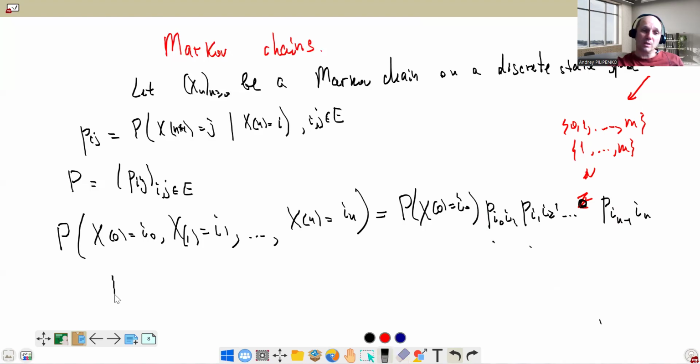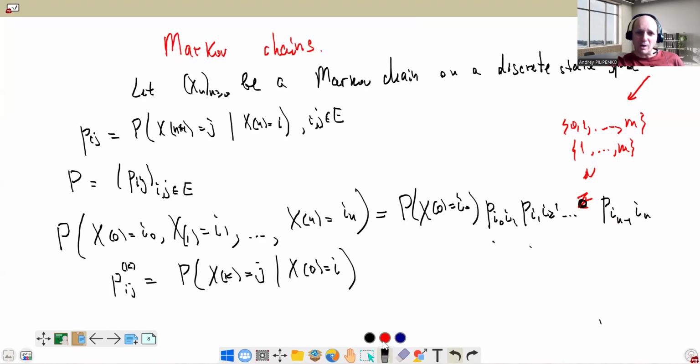Let me also denote by p^k_ij the probability that you will be in a point j if you start from i in k steps. Or I may write n plus k here, since the Markov chain is time homogeneous. And by P^k I denote the matrix of transition probabilities in k steps.